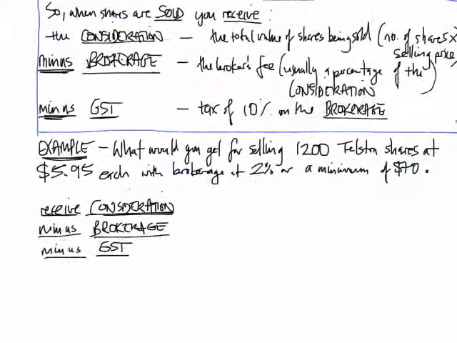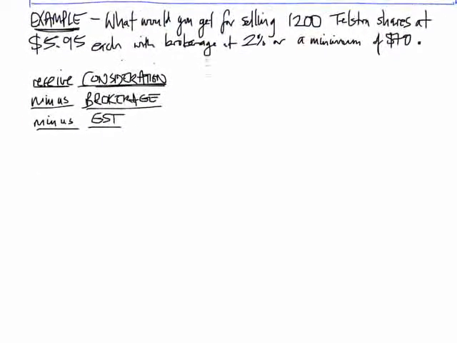So the best way to show this would be to do an example. Again, we've got Telstra shares, but they're worth a bit more, so hopefully you're selling at a profit. What would you get for selling 1,200 Telstra shares for $5.95 each with a brokerage of 2% or a minimum of $70? Your consideration again is the number of shares, 1,200, times the selling price each, $5.95. If we work that out, 12 times 5.95, that's going to come to a consideration of $7140.